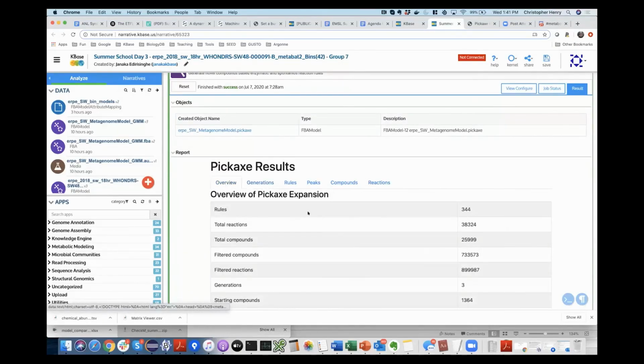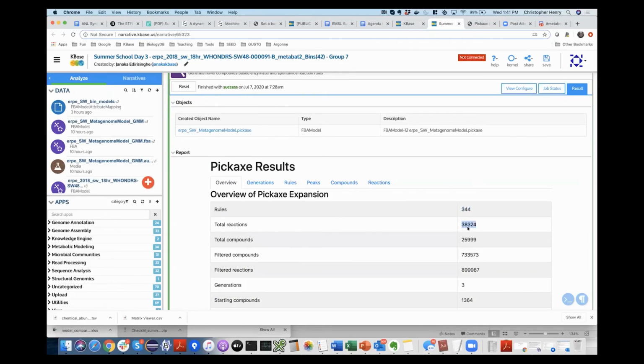And I'll start with the overview. So it tells you the number of rules it ran. I ran with both our enzymatic rules and our spontaneous rules. So 344 of them. There were more than 344 rules run. 344 produced a reaction. So that's what that number is.